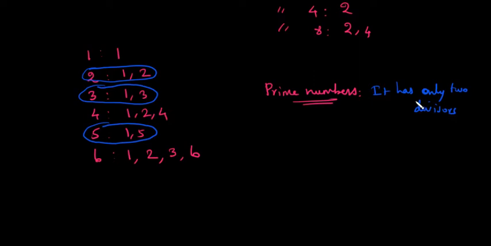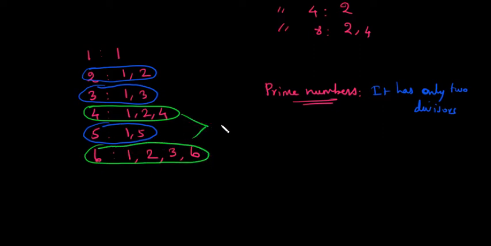So what if it has more than two divisors? Those numbers are called composite numbers. So 4 and 6 are composite numbers. So these numbers are composite numbers. You know already that these numbers are prime numbers.